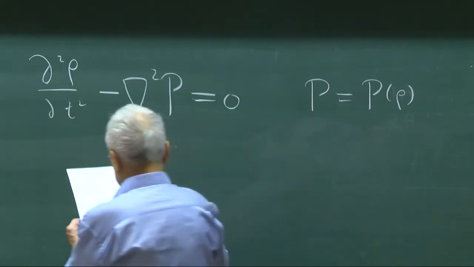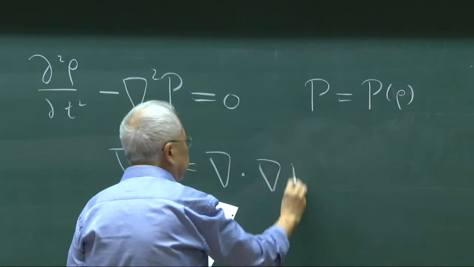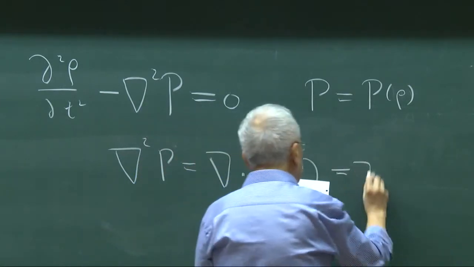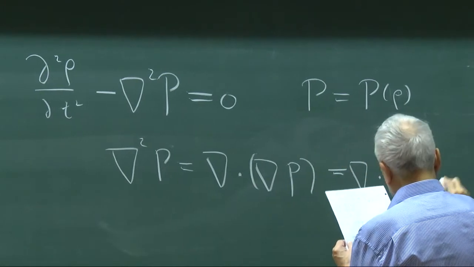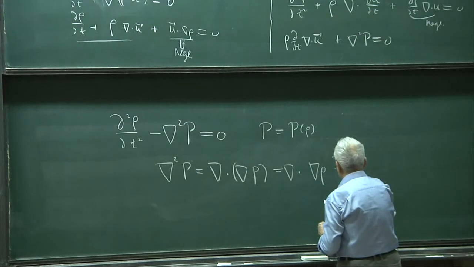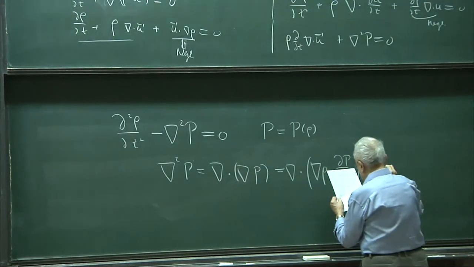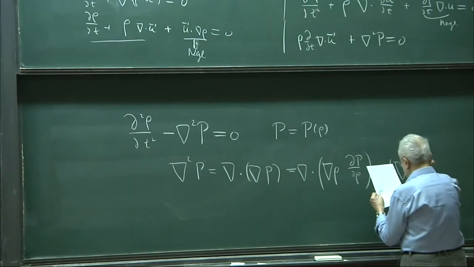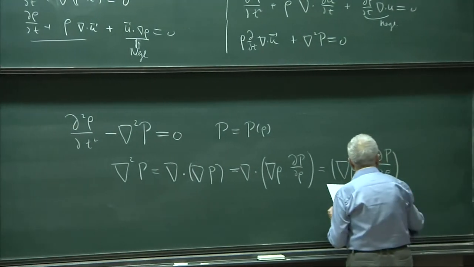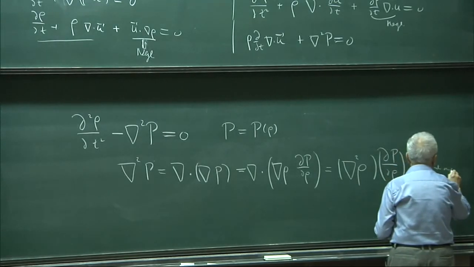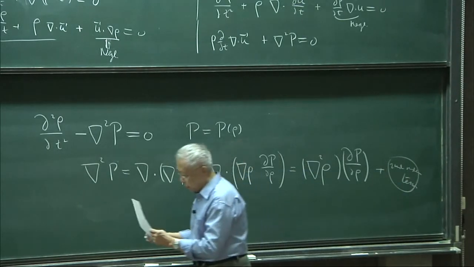So I will write Laplacian of p is equal to the divergence of the gradient of p, is equal to the divergence of the gradient of rho times dp d rho, because p becomes a function of rho. And so this is equal to Laplacian of rho times dp d rho plus second order terms, which I neglect. Then we have a wave equation.